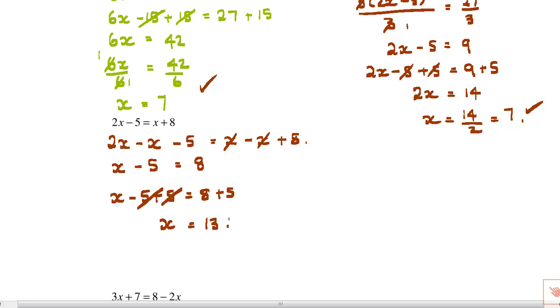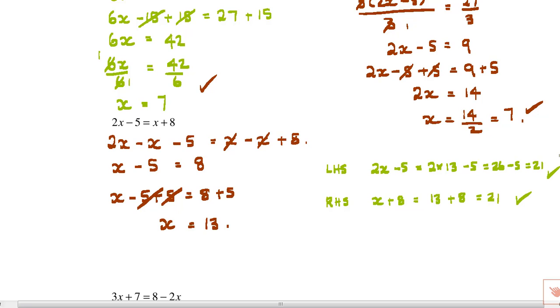Now this is a good one to do a check on, because if you notice, of course, we had an x on the left hand side. So let's take the left hand side, which is 2x minus 5, and substitute in x is equal to 13. So 2 times 13 minus 5 is 26 minus 5, which is 21. So the left hand side is equal to 21. What's the right hand side equal to if we substitute x is equal to 13 in, so it'll be 13 plus 8, and of course 13 plus 8 is 21.